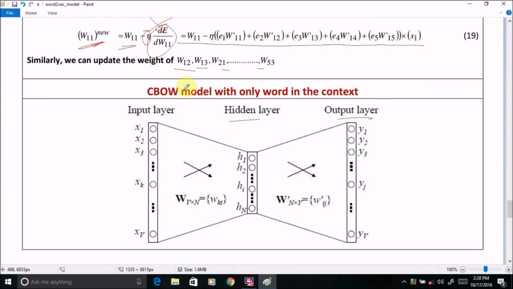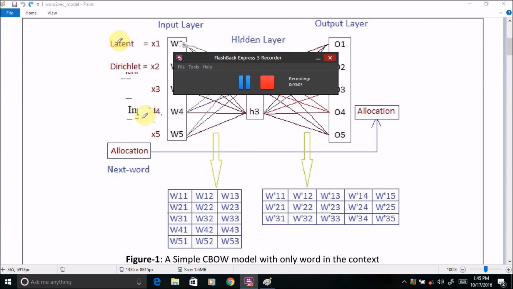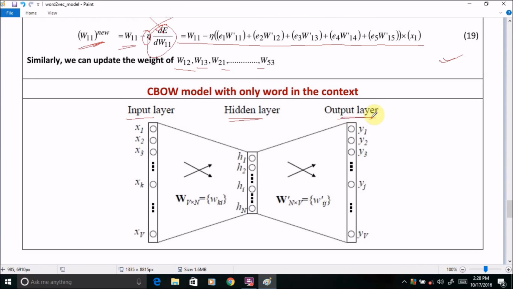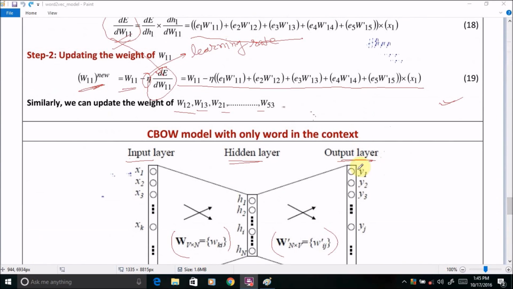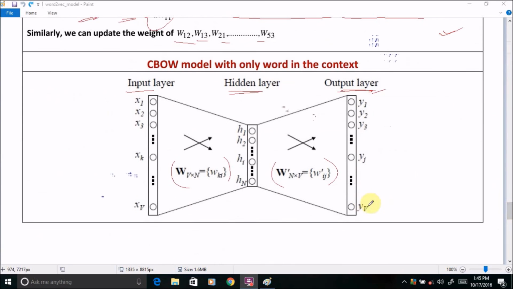Now let us go through a more generalized representation of the continuous bag of words based model. The input layer, hidden layer and output layers are represented. The nodes of the hidden layer H1, H2, Hn are represented. These are the input layer nodes x1 to xv, and this is the weight matrix. This is another matrix, and this is the output layer nodes y1 to yv.